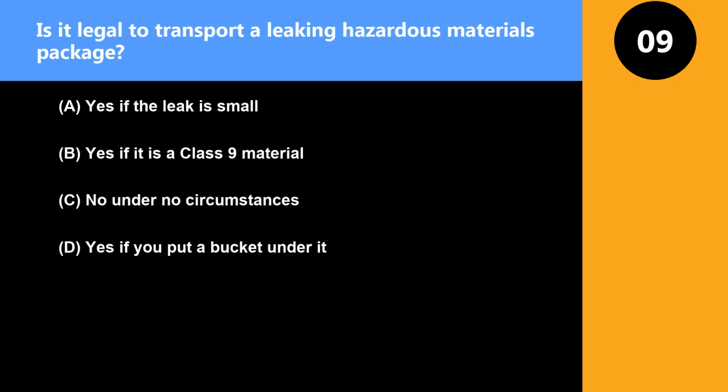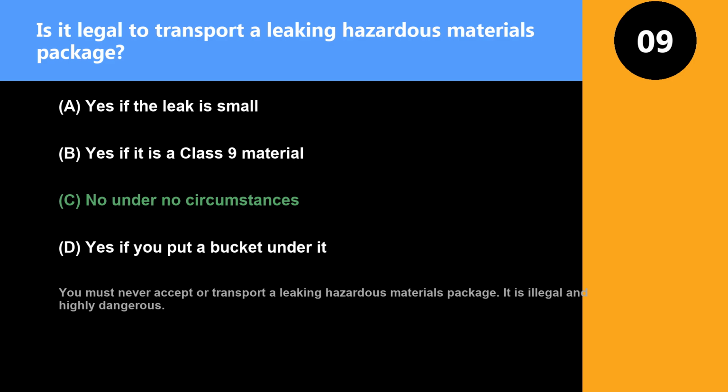Question 9. Is it legal to transport a leaking hazardous materials package? Option A, yes if the leak is small. Option B, yes if it is a Class 9 material. Option C, no under no circumstances. Option D, yes if you put a bucket under it. The correct answer is option C, no under no circumstances. You must never accept or transport a leaking hazardous materials package. It is illegal and highly dangerous.